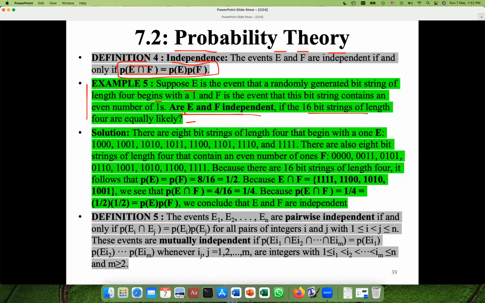So there are 8 bit strings of length 4 that begin with 1, which is E, and these are mentioned here, from these 16. Here not all 16 are written. And there are also 8 bit strings in which an even number of ones is coming. Here it is, we have the F. From those 16 bit strings, we are writing those which have an even number of ones, including those starting with 0.